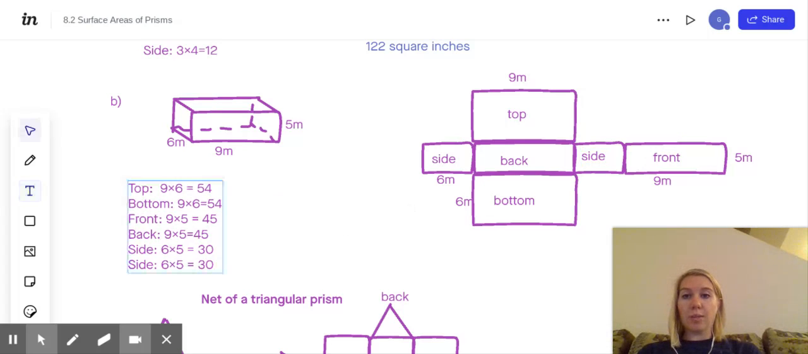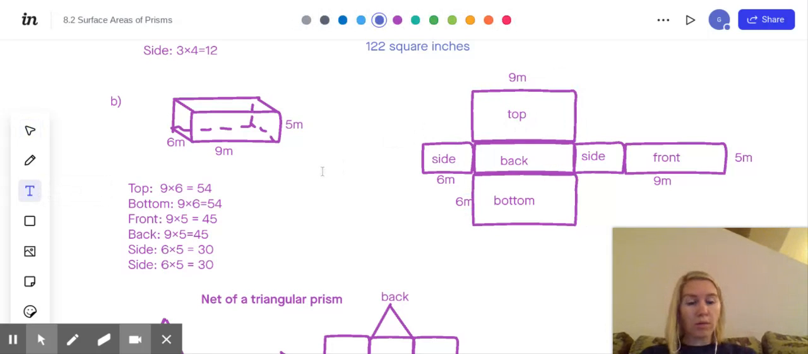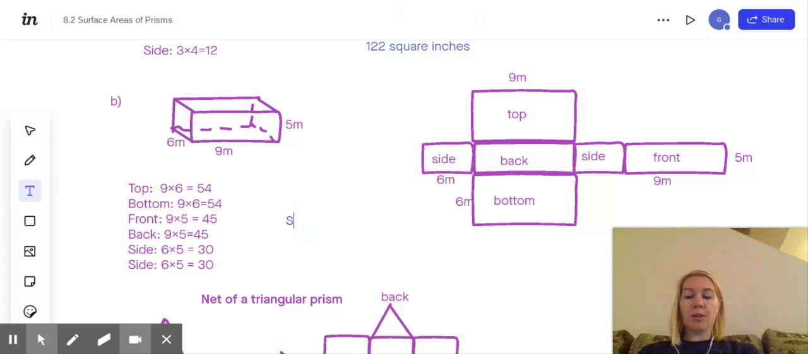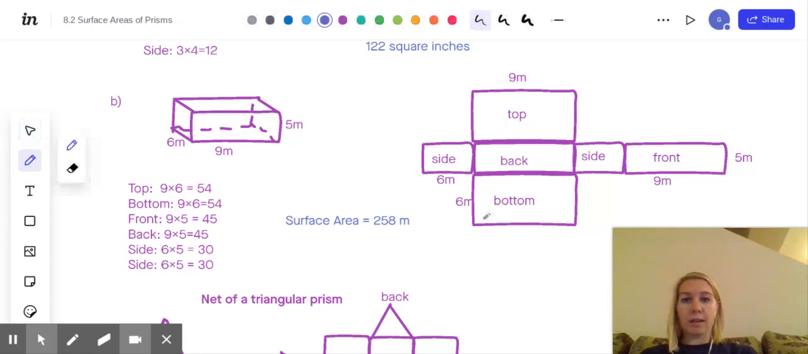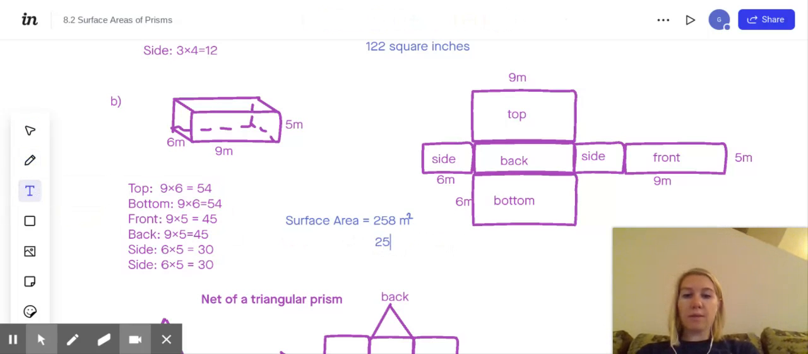Okay, so now we need to add up all of these areas because we just found the individual areas of each side, but we want to find the total surface area. So you would add up all of those. And that'll give us 258, and this is meters squared. So you could either write it like that, where it's the M for meters, and then the little 2 for squared, or you could type it 258 square meters. So you could type out the word square, and that's okay too. And that's it.